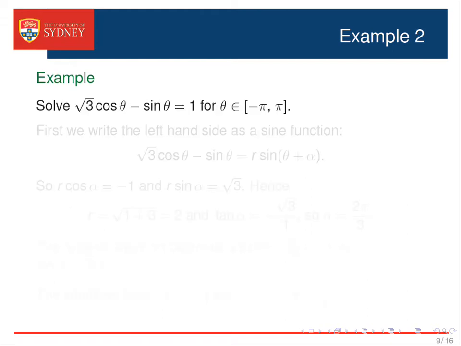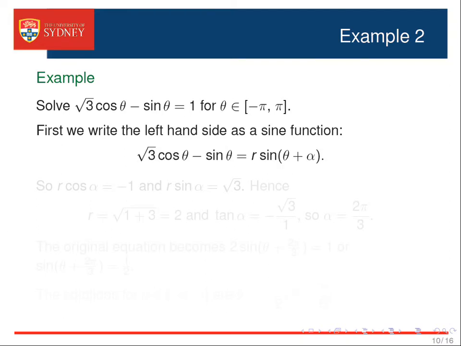Let's have a look at another example. Here we solve for square root of 3 times cos theta minus sine theta equals 1 for theta that is between minus pi and pi. First, we rewrite the left-hand side into a single sine function as we learned in Day 3. So here we need to find r and alpha such that it equates to the left-hand side of the equation. If you don't quite remember how to do this, have a revision of Day 3.